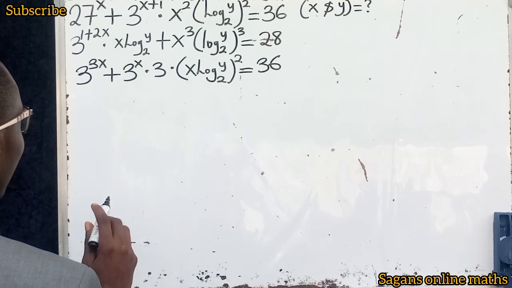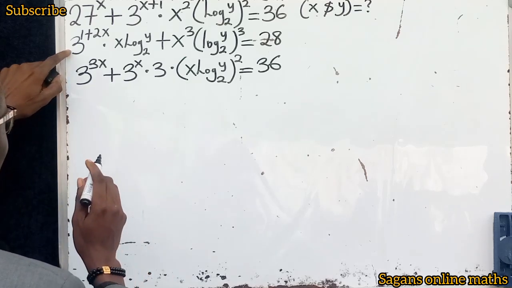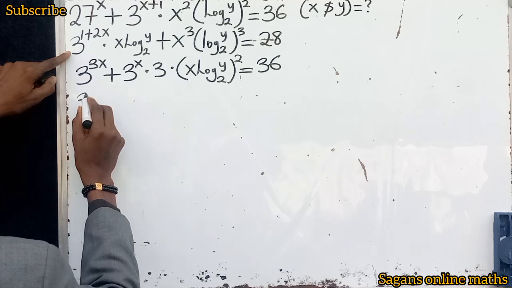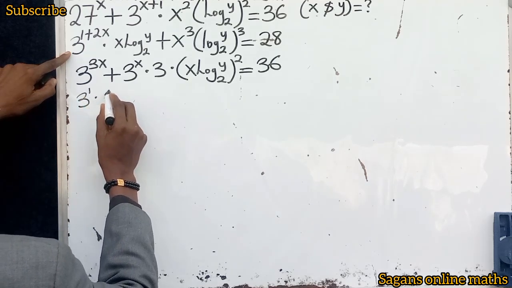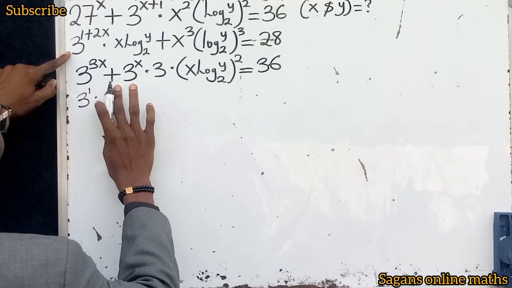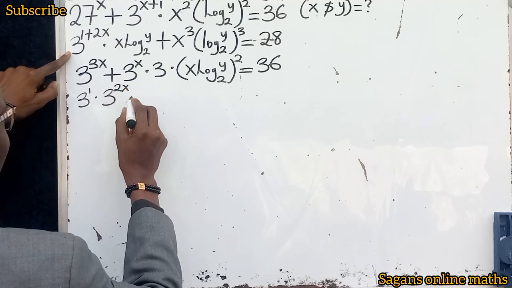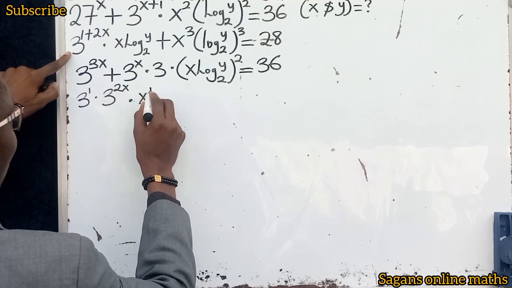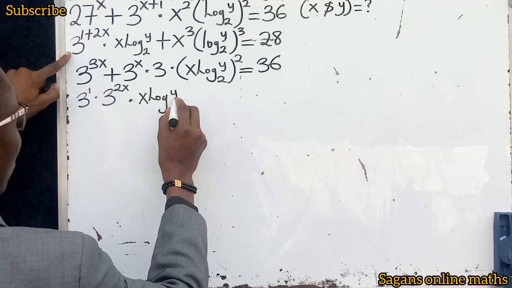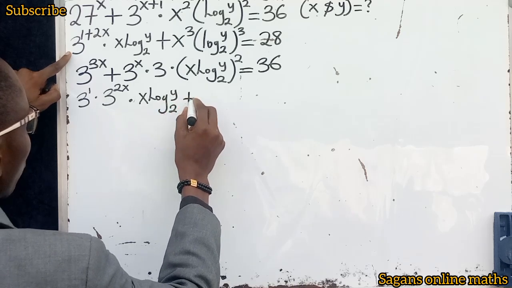Okay, amazing. Then let's go back to the second. This second said that this is the same thing as 3 to the power of 1 multiplied by 3 to the power of 2x, right? 3 to the power of 2x. Okay, then multiply by x log y base 2. Okay, then plus, we are not wrong.